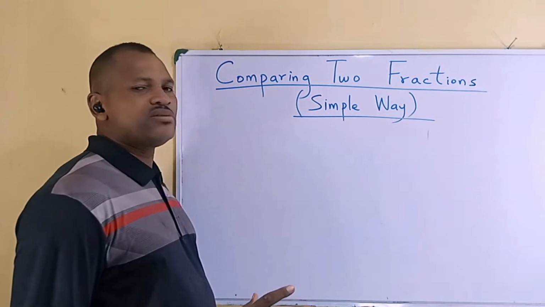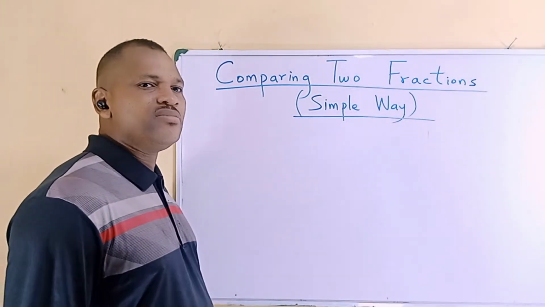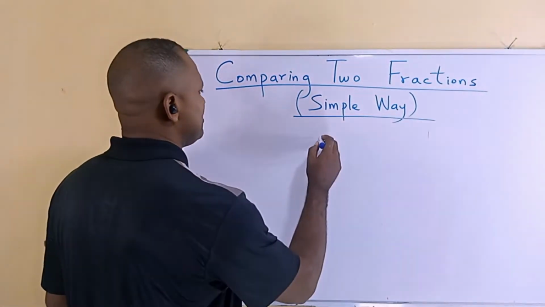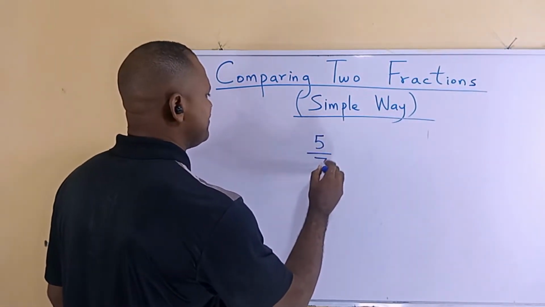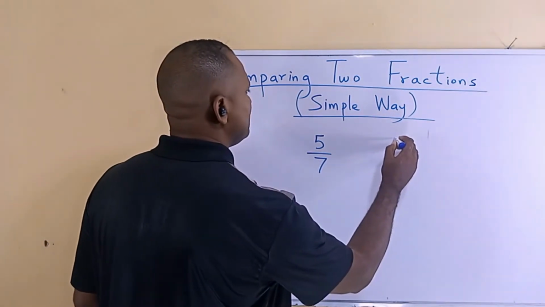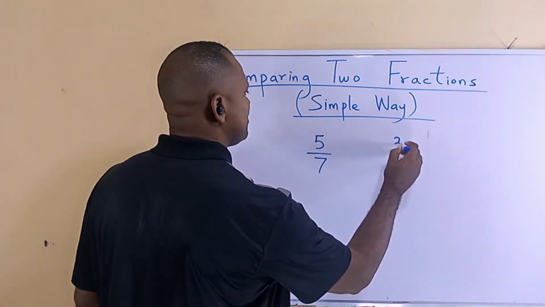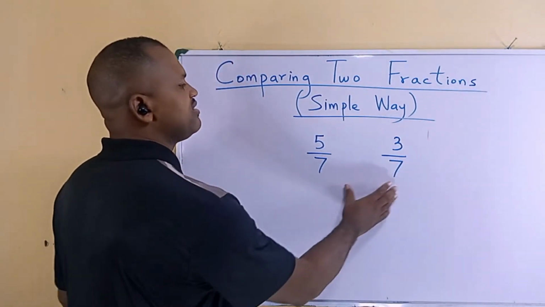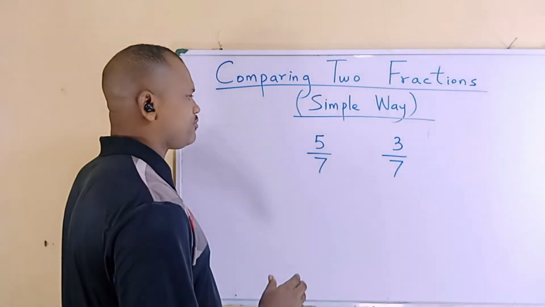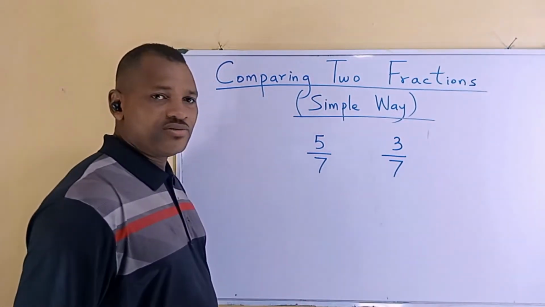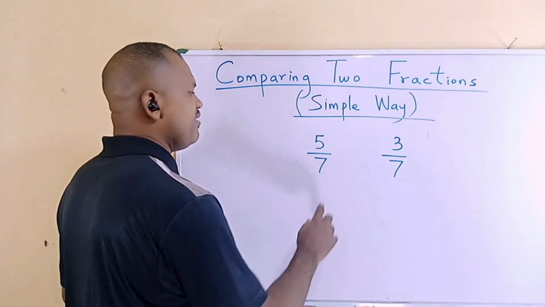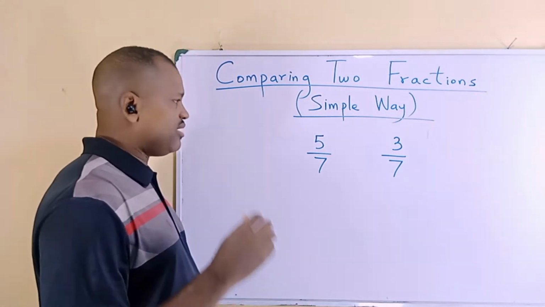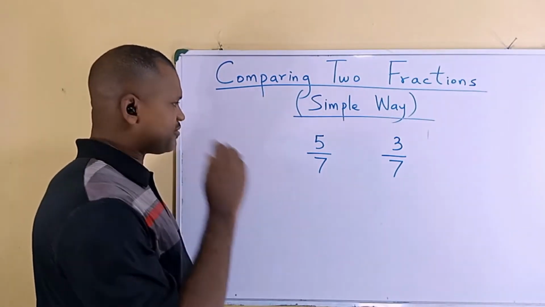So let's start with fractions with the same denominator or bottom numbers. Let's say 5/7 and 3/7. These fractions are called like fractions if they have the same denominator. They are called like fractions.